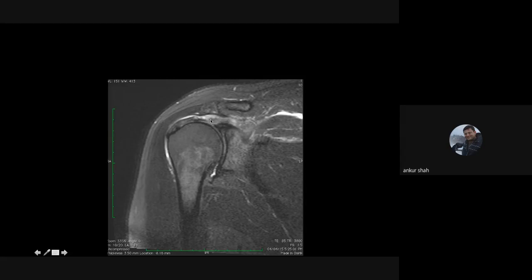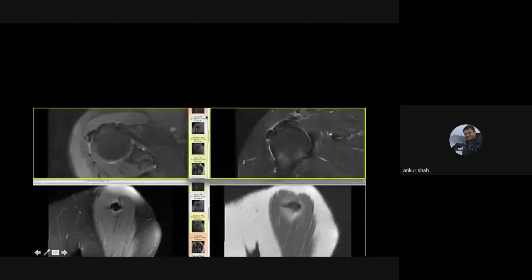So we have to tell about the location of the tear also, whether it is involving foot plate, that is insertion, whether it is involving distal tendon, whether it is involving mid tendon, or it is involving the myotendinous junction. This is the myotendinous junction tear. Okay, what is abnormal here?